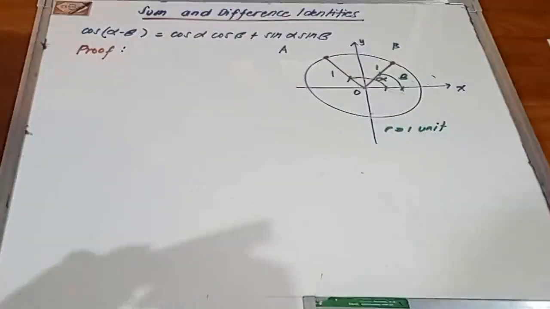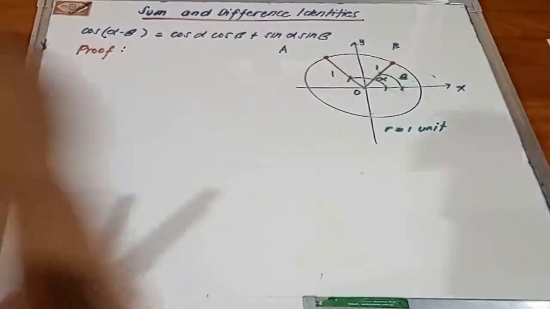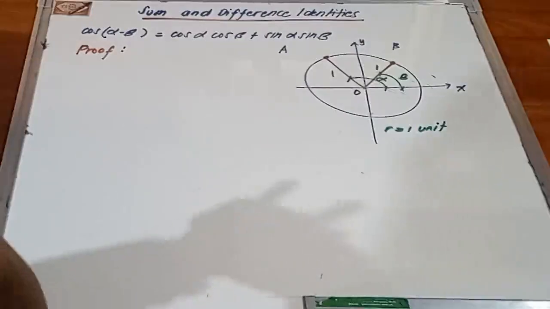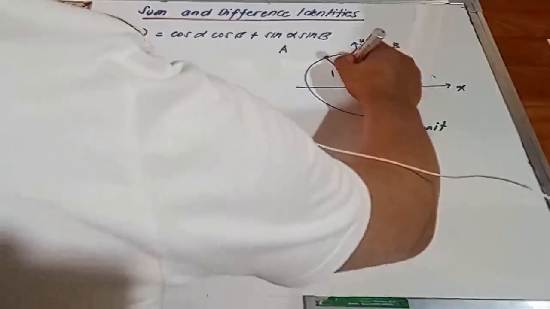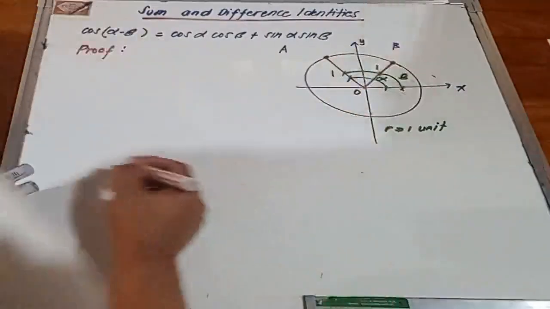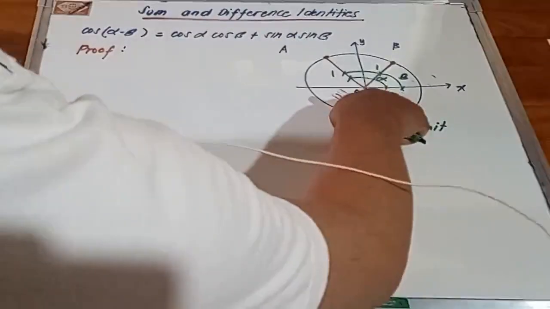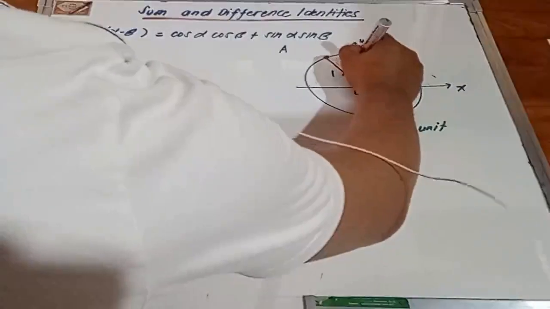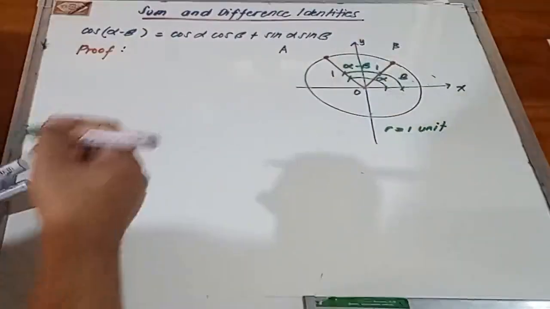Now, ang kailangan natin is this angle. Yung angle na yon is the difference of the angles alpha and beta. So, therefore, itong angle na to can be obtained by subtracting beta to alpha. So, this is your alpha minus beta.